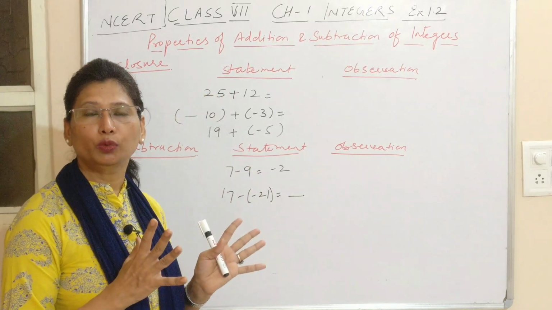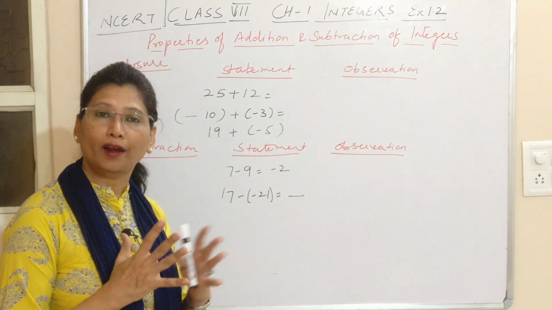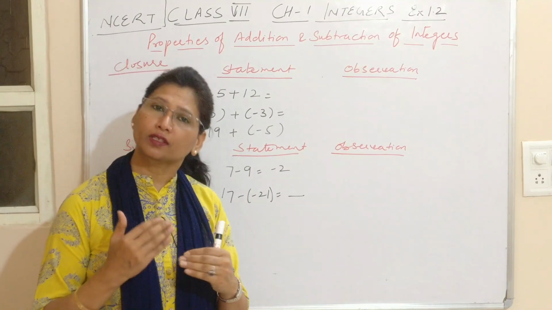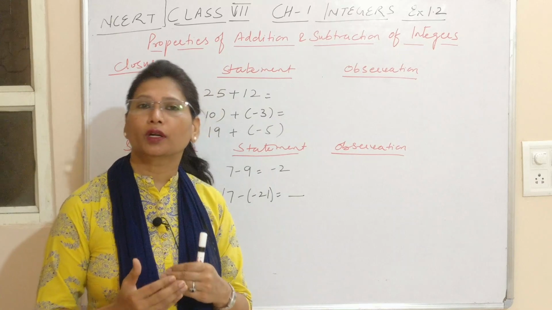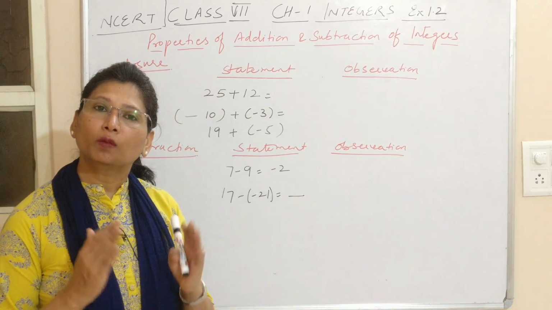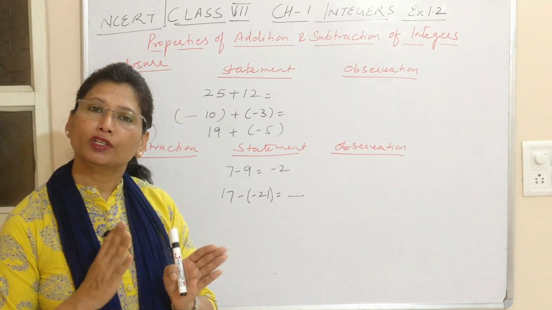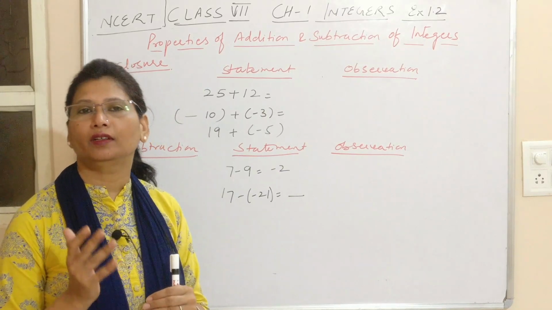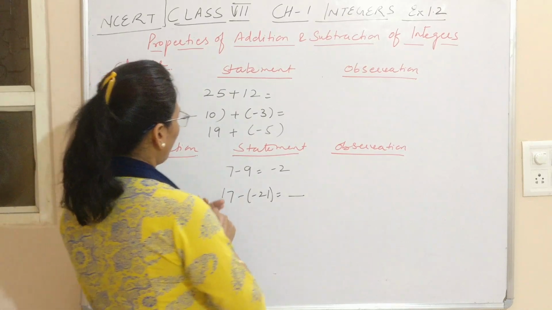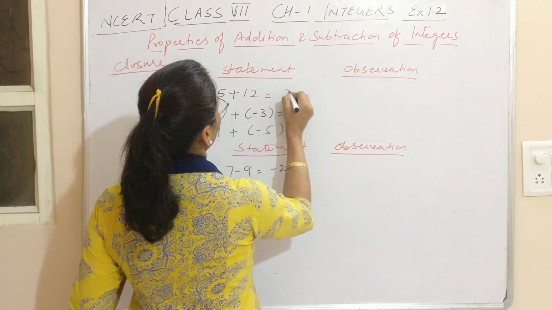So here for addition, we'll see if we add two integers, after adding the two integers, whether the sum is also an integer. This is what our observation is going to be. If the sum is an integer, it means the sum of two integers is also an integer, and hence integers are closed under addition. So here 25 plus 12, this is 37.